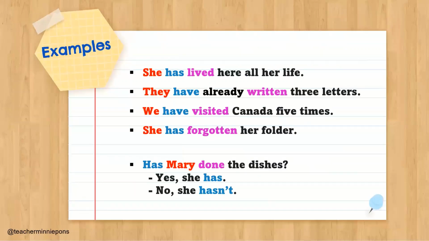Here you can see more examples. She has lived here all her life. They have already written 3 letters. We have visited Canada 5 times. She has forgotten her folder. Has Mary done the dishes? Yes, she has. No, she hasn't.